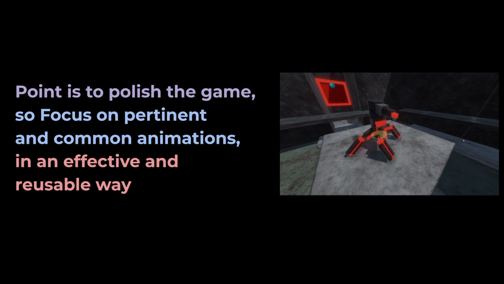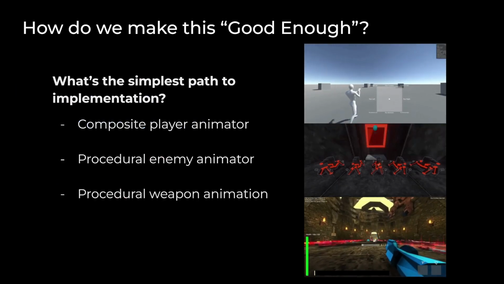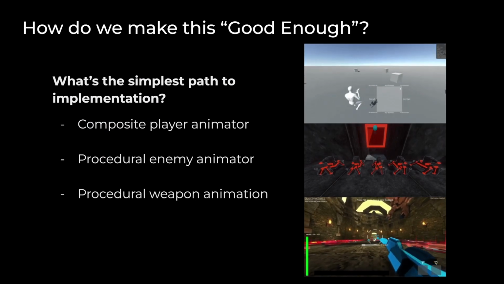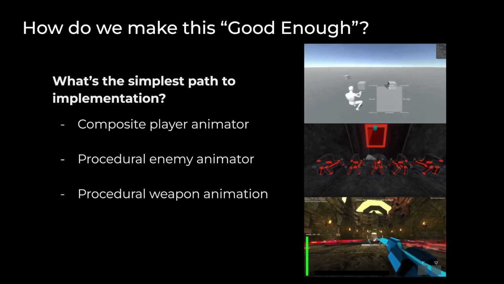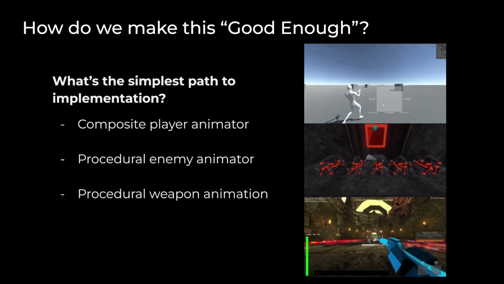And on the right, you have this example of a spider crab, which we'll get into in a moment. How do you make this good enough? Well, I decided that there were 3 major elements of this game which needed to be made, right? There was the player, who needed to have this sort of composite rig.